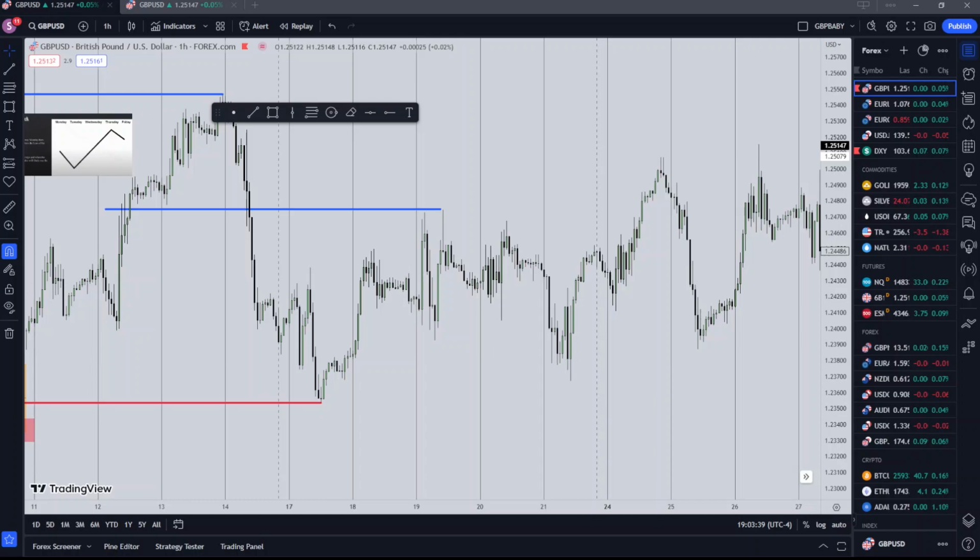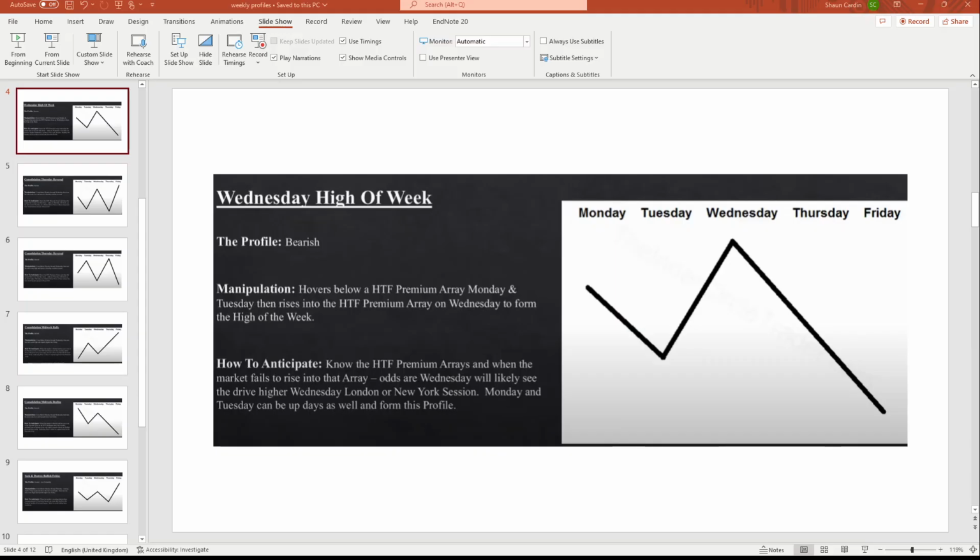Right, okay, cool. So we'll go back to, I keep forgetting that I need to switch the screens. Right. So it was saying how Wednesday sees the high formed based off the high time frame PD array. So we'll look at the 4-hour and we'll have a look and see.